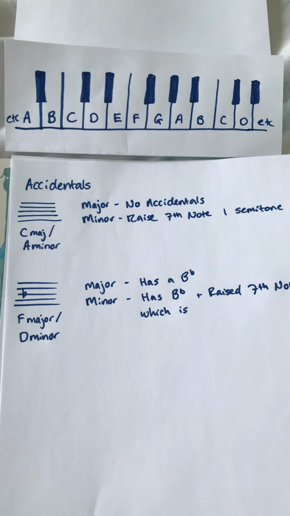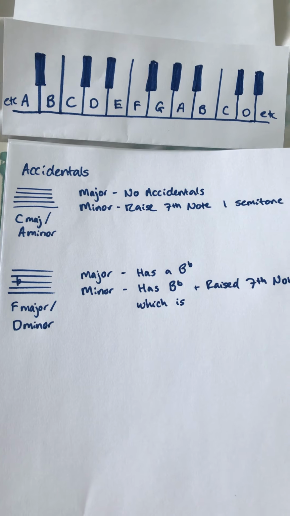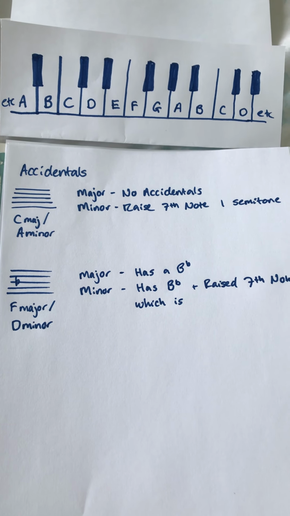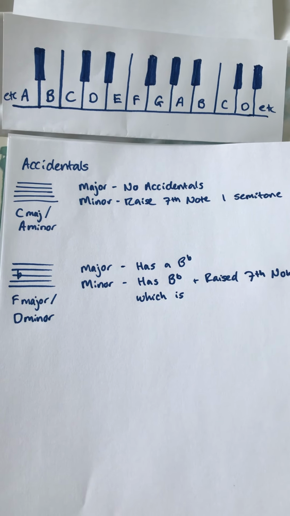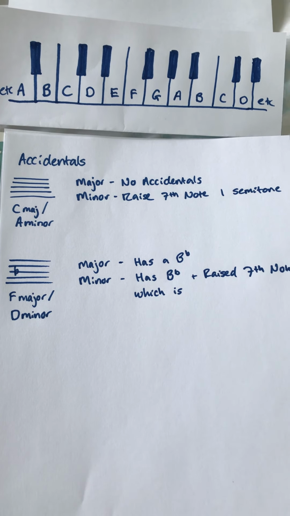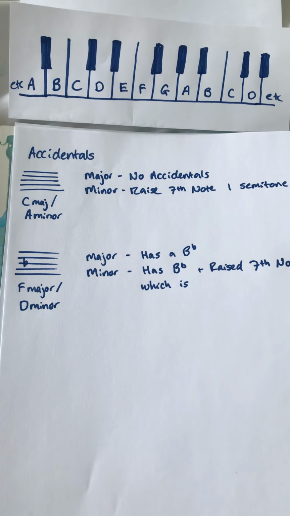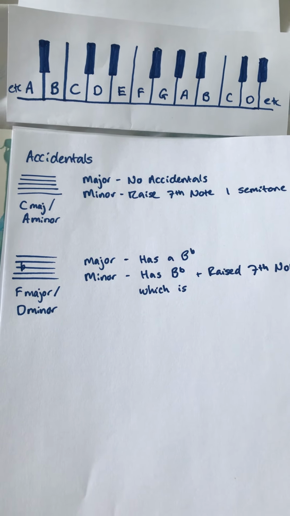Okay, question 2 in this week's homework is asking you about accidentals. An accidental is a sharp or a flat note that is written in the music, okay? If we're looking at C major or A minor, those are relative to each other because they've got the same key signature. If we're writing a major scale, we're starting on the first note of that scale, okay?